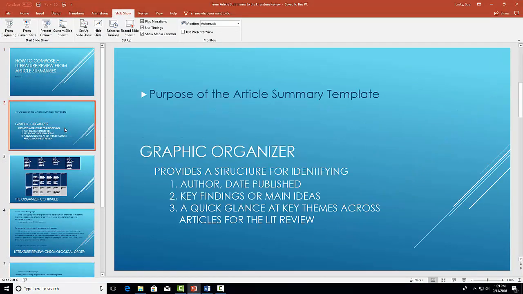We'll review first the purpose of the article summary template, which is really that it's just a graphic organizer. It provides a structure for identifying the author, the date published, key findings or main ideas, and it's a quick glance at the themes across the articles for the lit review.